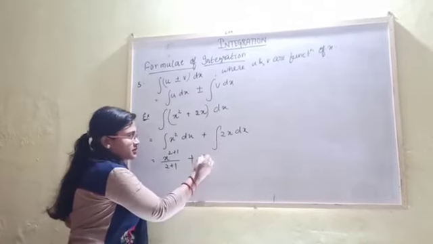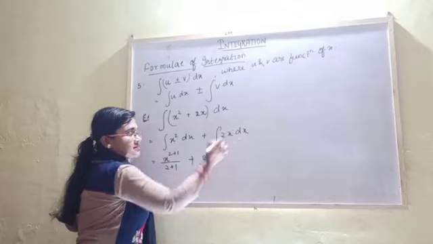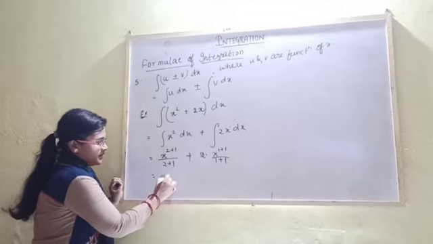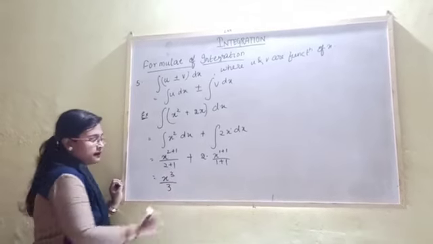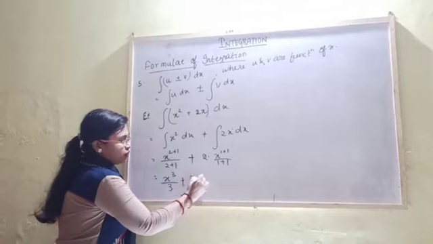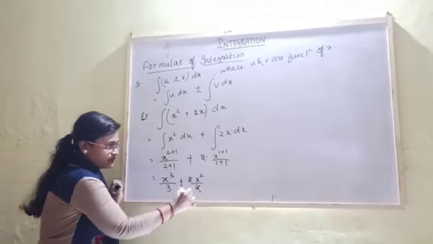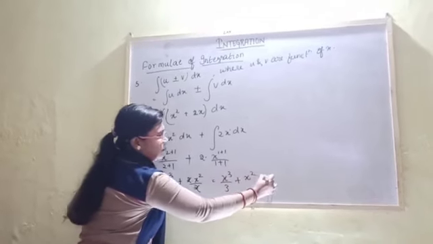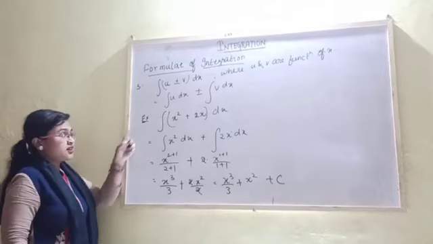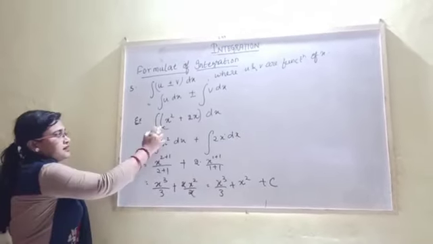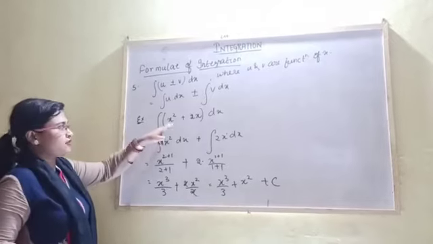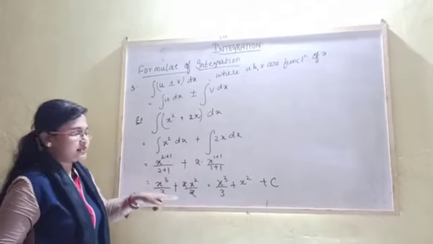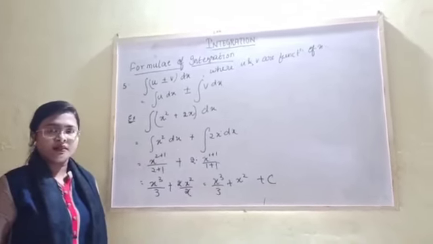2 is a constant, take it out, and the power of x is 1, so 1 plus 1. This equals x cube by 3 plus 2 into x square by 2. The 2s cancel, so it is x cube by 3 plus x square plus c. C is the integration constant. Do you understand how it came? Just separate the integration of the first function and then the second function. If subtraction was given, then you can easily put the subtraction sign, and this is the answer. Okay.